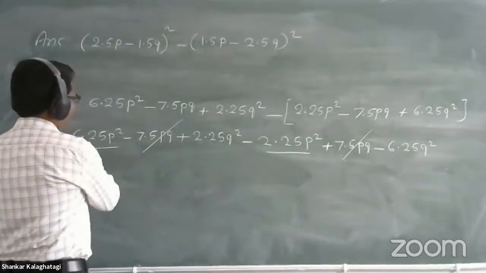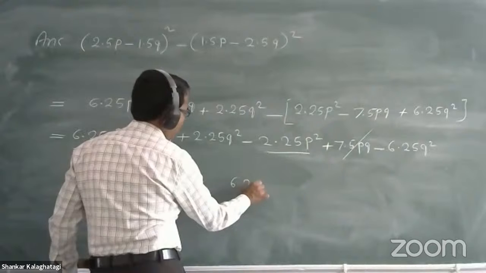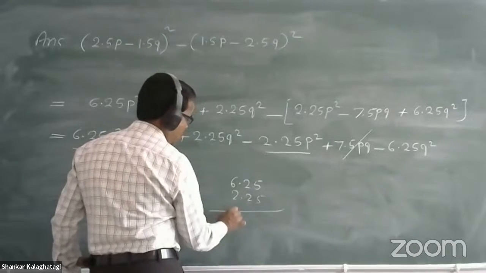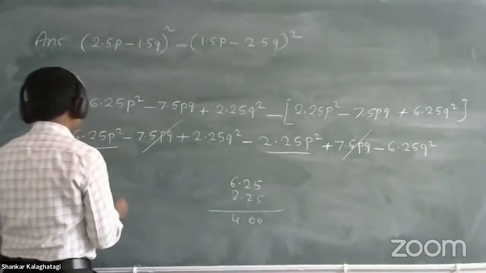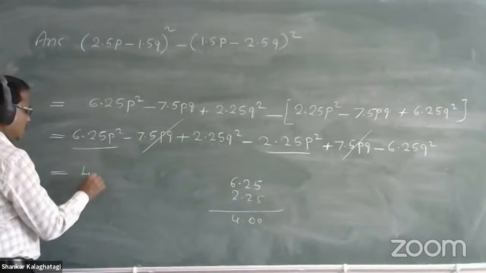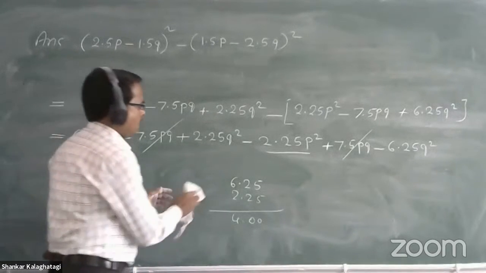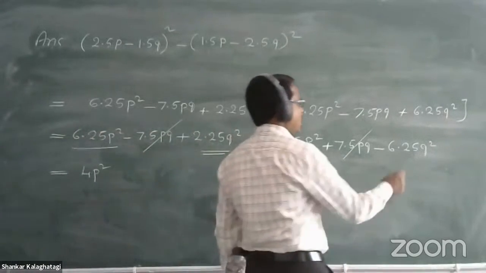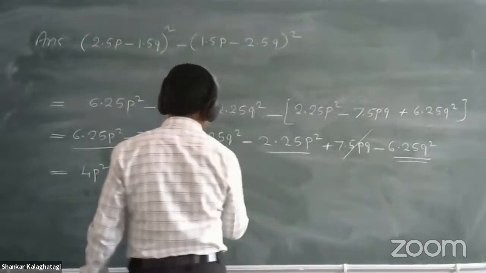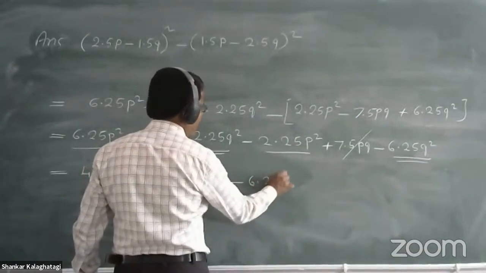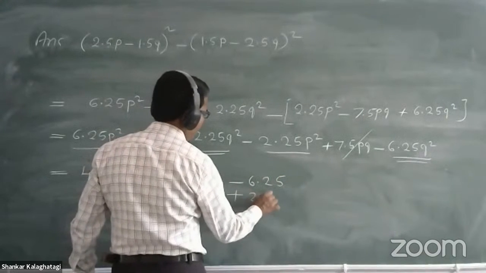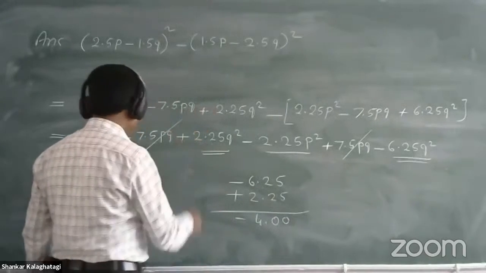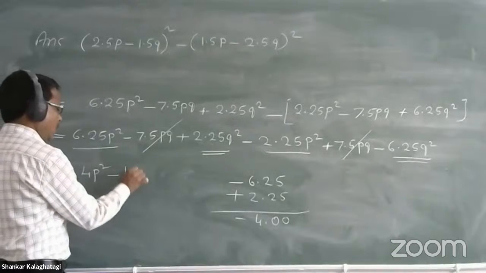Now 6.25 minus 2.25 is 4, so it becomes 4p², the first term. Then q²: here a q² is there, here also q² is there. So minus 6.25 plus 2.25 becomes minus 4.00, so minus 4q².